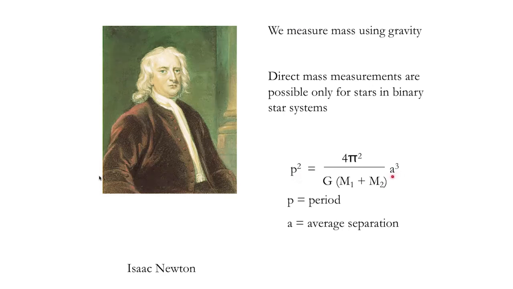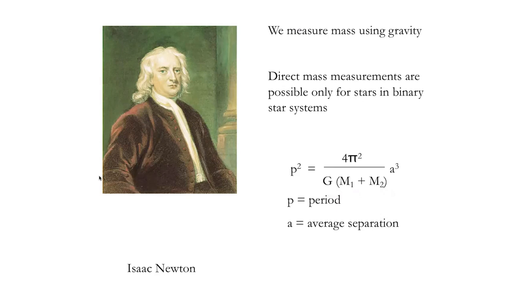Measuring a is harder, especially if you've only got an eclipsing binary or spectroscopic binary. But if you've got a visual binary and you know how far away it is, then you can actually measure a as well. And if you know what P and a are, then you can solve for the sum of the masses themselves. And you can use other facts, like the ratio of the masses, the ratio of the radial velocities, and things like that, to solve for the individual masses.